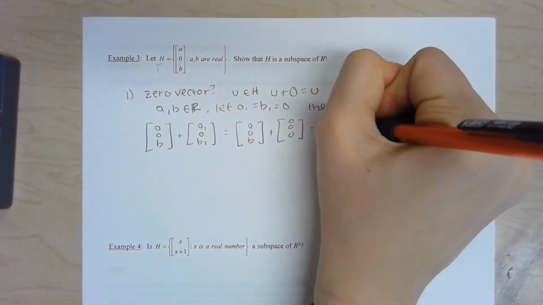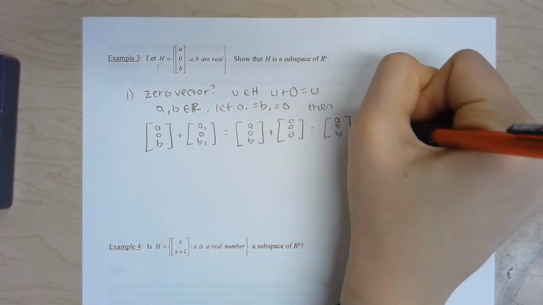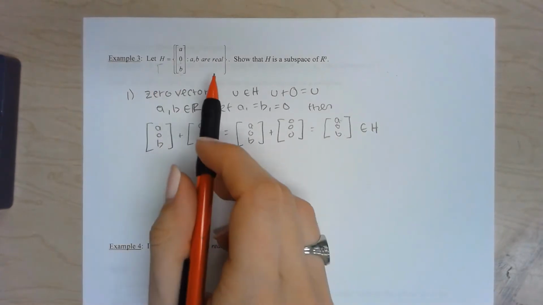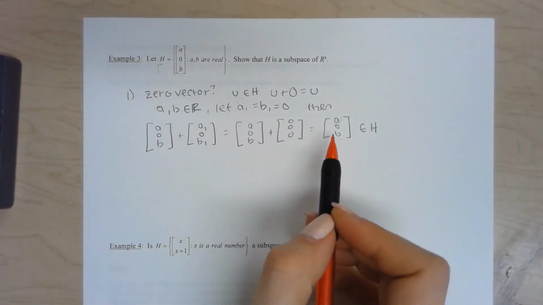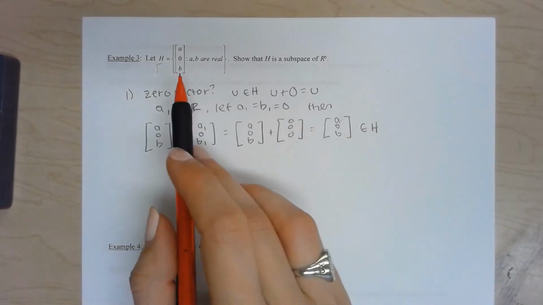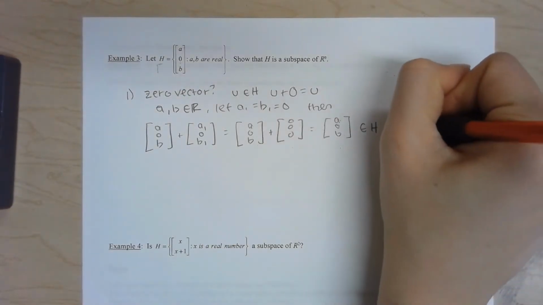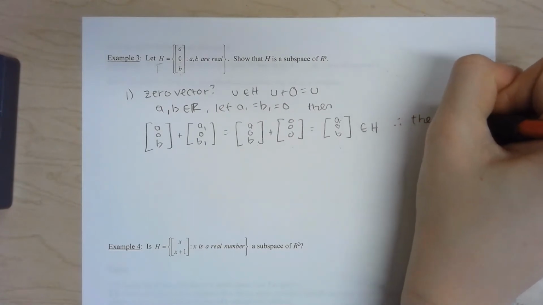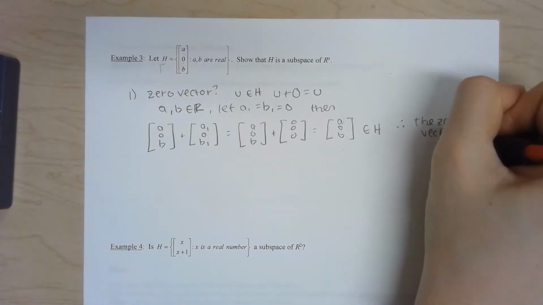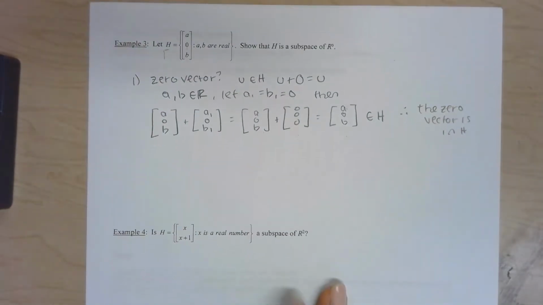A, 0, B, which is still in H. The format of this vector still follows the conditions that were set out here. So we know that this sum, a vector plus the 0 vector, is still in the subspace. Therefore, the 0 vector is in H. So condition 1 met.